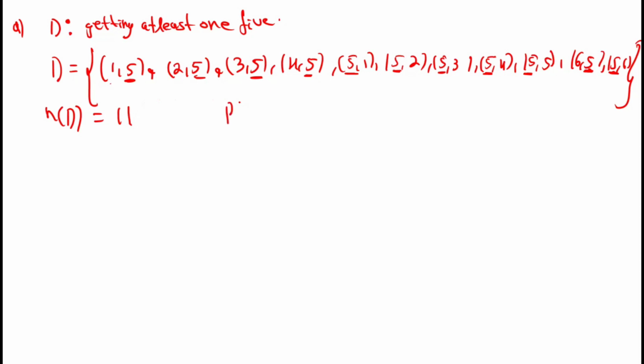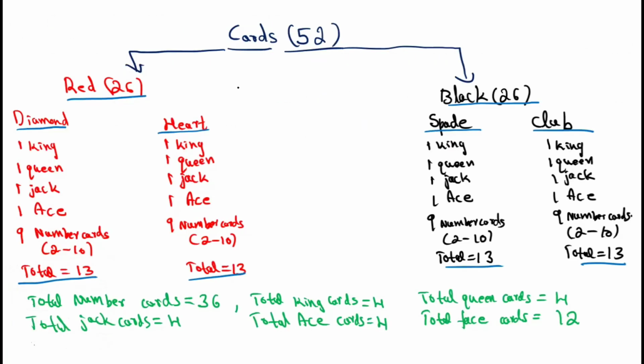So probability of d is equal to n of d divided by n of s. What is n of d? n of d is 11 divided by 36. So this is the answer for the given question. Next, some problems related to cards.